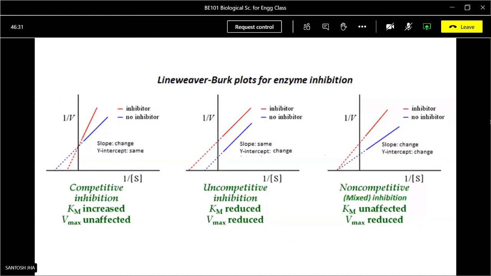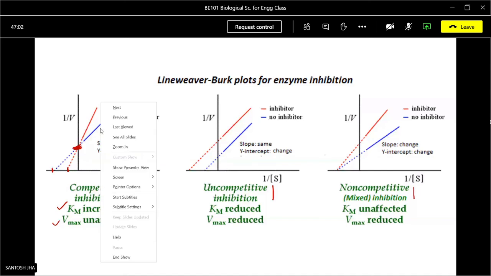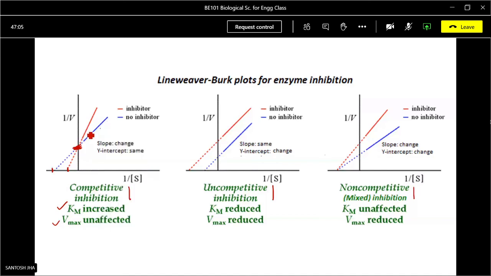So this is a graphical representation of all these three inhibition processes. This first one is the competitive, this is the uncompetitive, this is the non-competitive. In competitive inhibition, Km value increases and Vmax value remains unaffected. So the graph will be like this. This is the value for the Vmax. They intersect at the same point, so they have the same Vmax value. But here you can notice the change in the Km value. This is the plot for the enzyme catalyzed reaction without the inhibitor, and this is with the inhibitor.